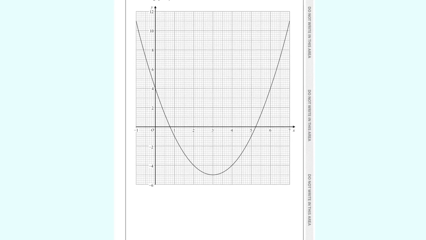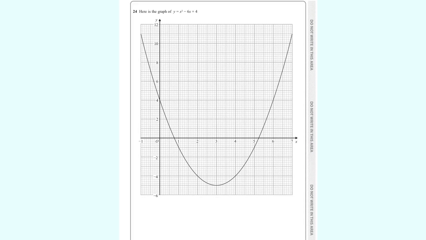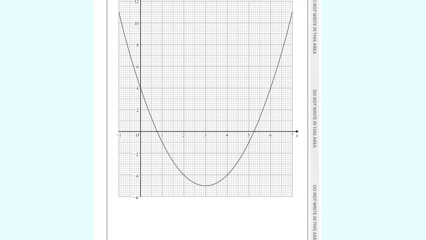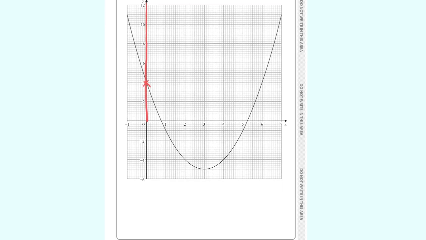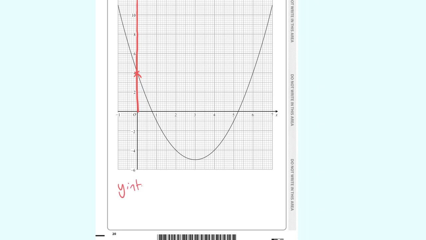We've got a graph of x squared minus 6x plus 4. I'm assuming we're going to have some questions to do with this beautiful graph. I'm going to go through all 3 bits on here. So we've got the y-intercept to do. That is just where it hits the y-axis here. Alright, wherever it hits it. So the y-intercept, 0, 4.